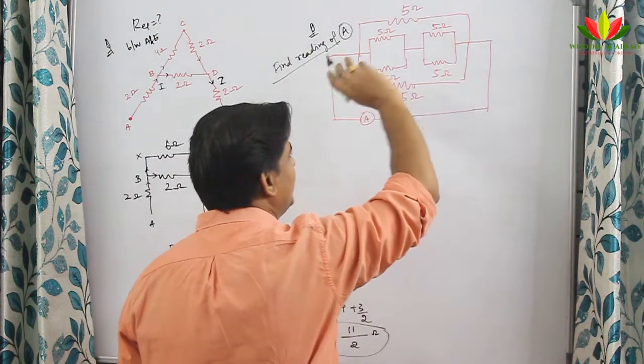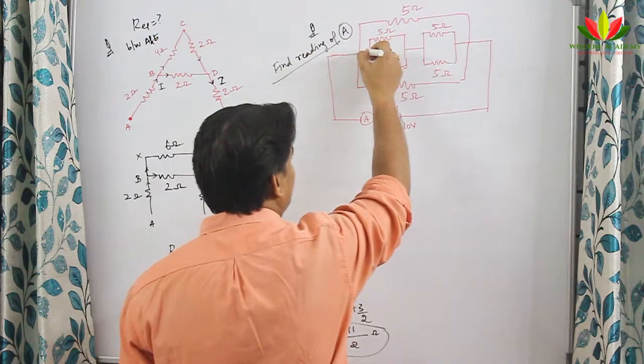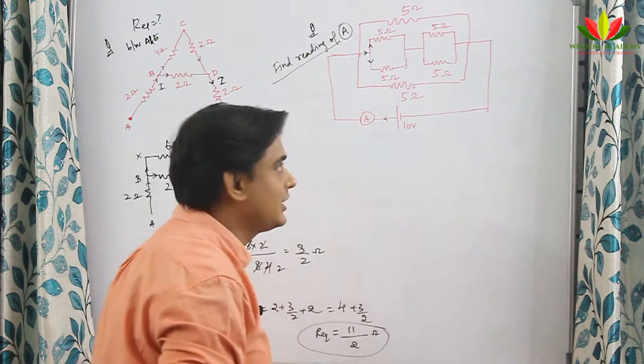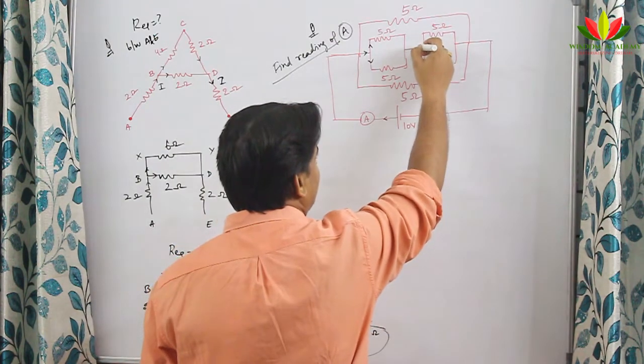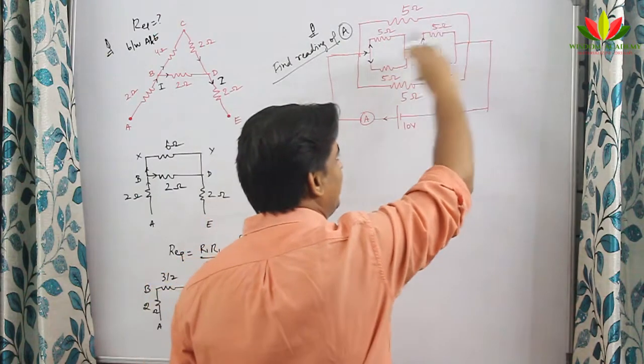See this question very carefully. I told you how to find whether it is in series or parallel. Suppose the current goes from here, it gets split up. So this 5 and this 5 are in parallel connection. Same when the current enters from here, it gets split up. So these two are also in parallel. So I will solve this and I will make it to series.